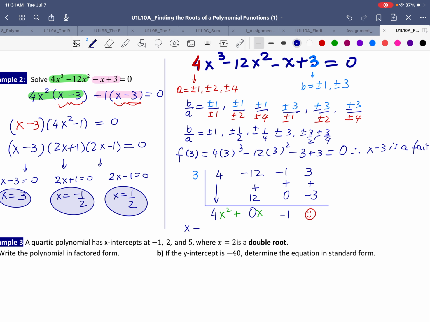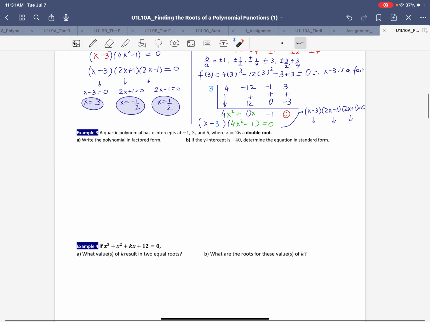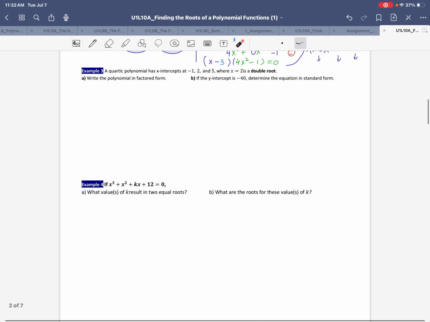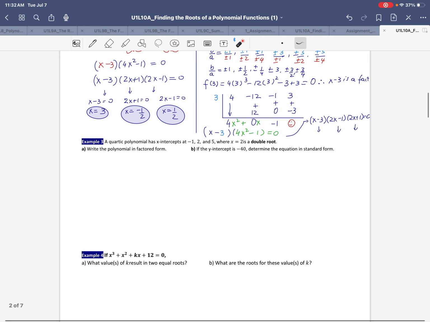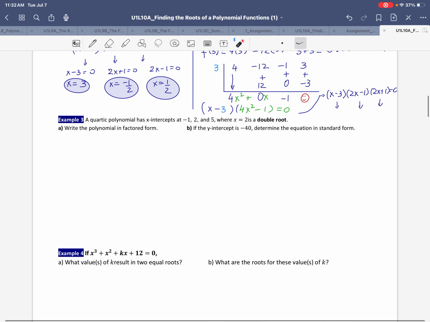So x minus 3 is our first factor, and then the next factor would be 4x squared minus 1, because 0x doesn't count. And 4x squared minus 1 will further factor into 2x minus 1 and 2x plus 1. That's the difference of squares. We know how to factor this from grade 10. And from here, we're going to state the roots in a similar way that we did when using the previous method.